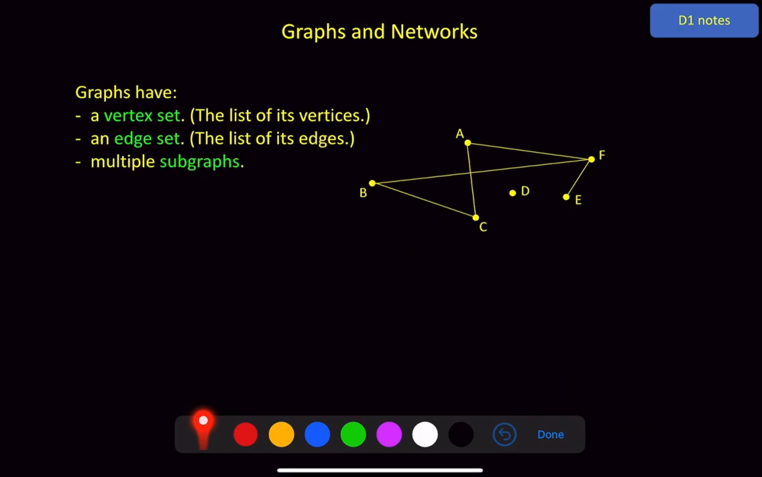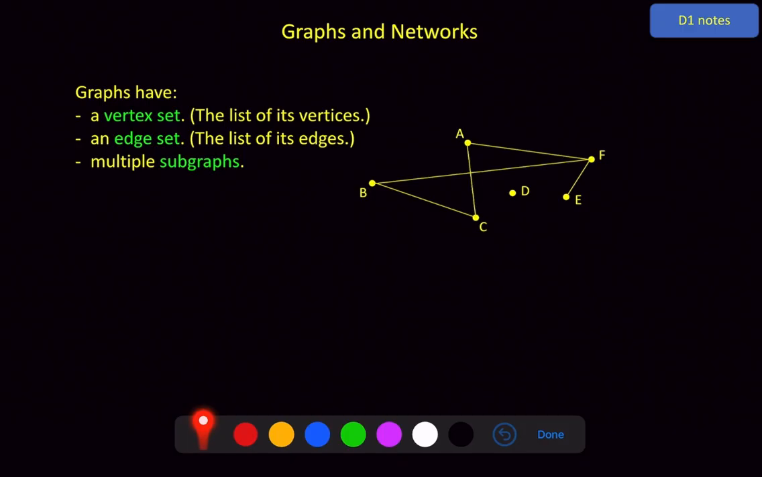And graphs have a vertex set. That's just simply a list of the vertices. Here we've got A, B, C, D, E, F, and an edge set. So here we've got AF, AC, we've got BC, BF, and EF.